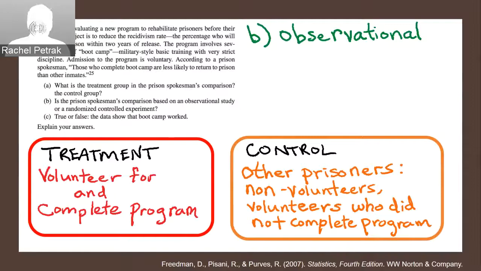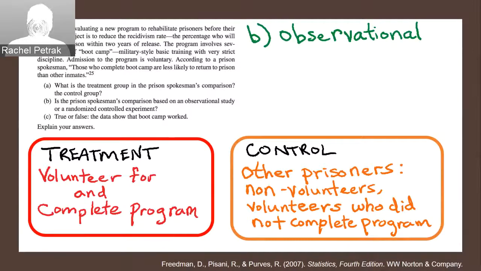And so finally, we have one piece left here, item C, true or false. The data show that the boot camp worked. Okay, well, what are the data that we're talking about here? And to figure out what those data are, we go back into our prompt and can see that the data they're referring to is this observation that those who complete boot camp are less likely to return to prison than other inmates.